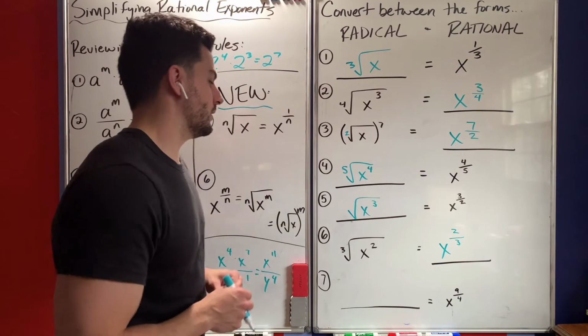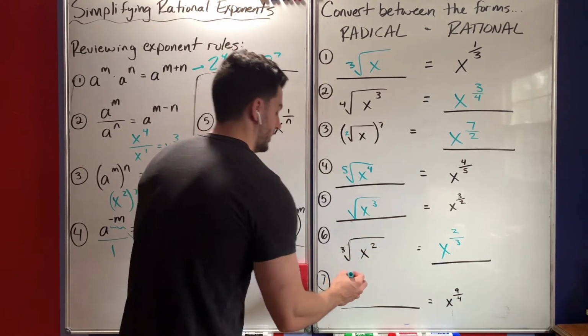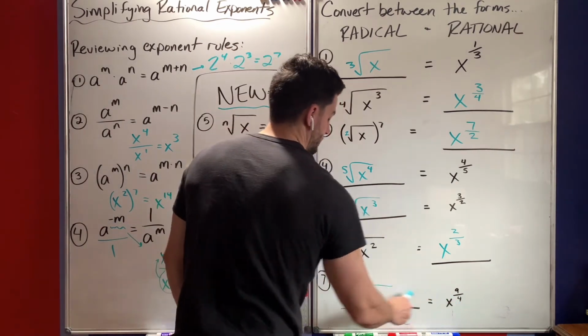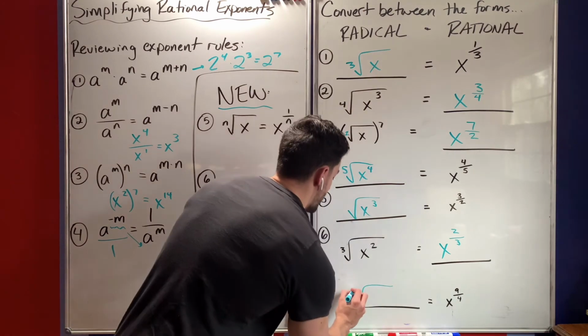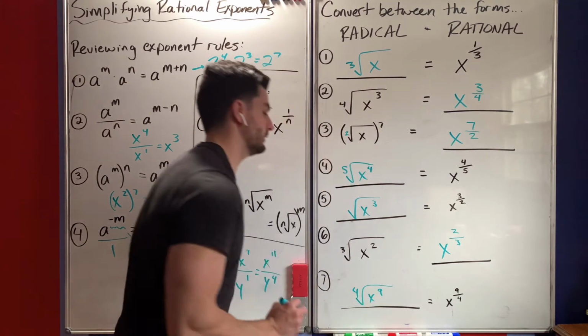Okay, last one. X to the 9/4 power. So again, writing it as a radical. What's the index? The index is whatever the denominator is, the bottom. So it's going to be 4. And then x to the 9th is how you could write that.